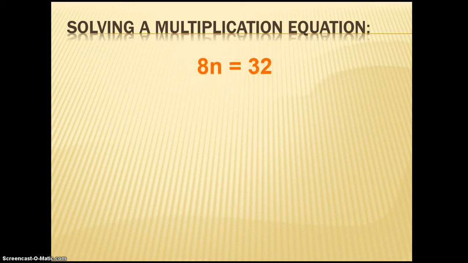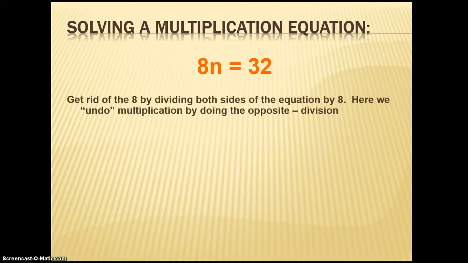Okay, 8n. When you have a variable laid up against a number, that means you're multiplying that number times the variable. So 8n can also be read as 8 times n equals 32. So this is multiplication. Again, our goal is to get this number right here away from the n on this other side. We're going to do that by doing the opposite. So the opposite of multiplication is division. To get rid of the 8, we have to divide both sides of the equation by 8. So here we're undoing the multiplication by doing the opposite, which is division.